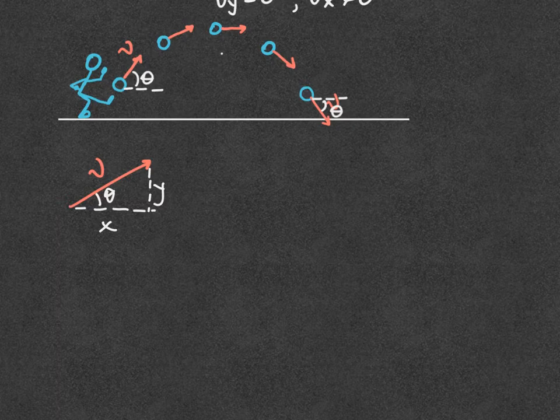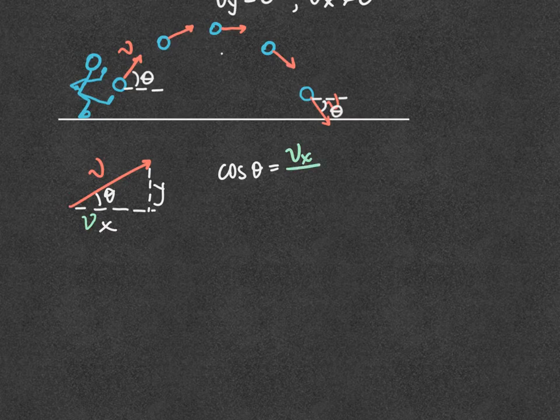And so if I think about trig, the cosine of an angle is the adjacent side, which in this case would be x, over the hypotenuse, which in this case would be the velocity. Now I want to be a little more specific. This is not just any old x, but it would be the velocity in the x direction, over the overall initial velocity.